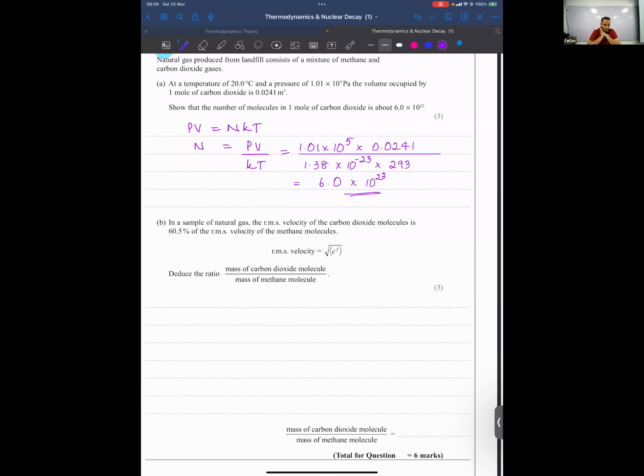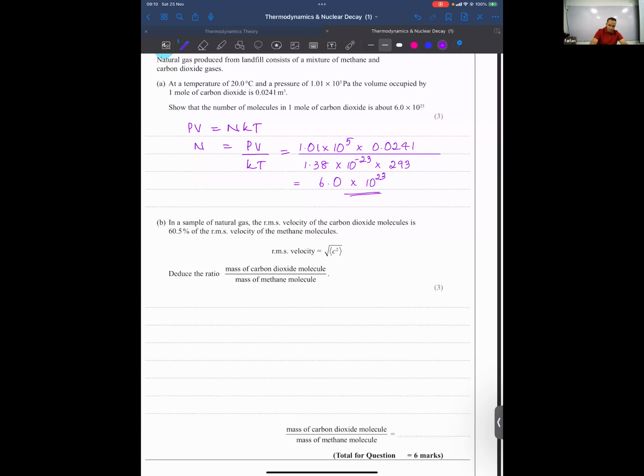Now, it's a mixture of methane and carbon dioxide. So that means both methane and carbon dioxide are at the same temperature. Agree? So since both carbon dioxide and methane are at the same temperature, their mean kinetic energy will be the same. Yes or no? Kinetic energy depends on the temperature. Ek equals 3/2 kT. Correct? So if both are at the same temperature, both will have the same mean kinetic energy.